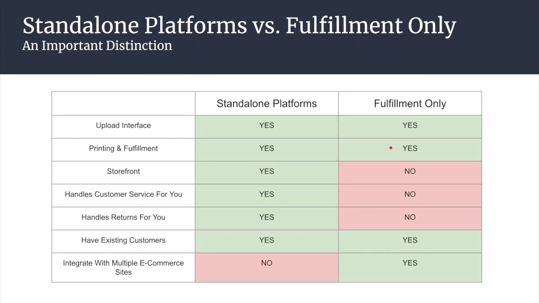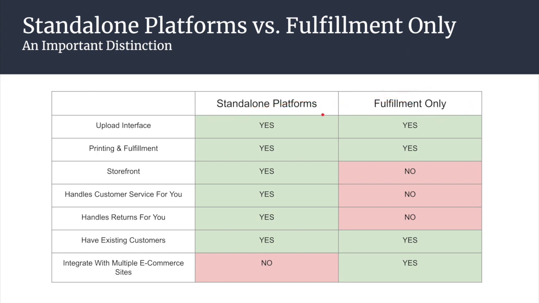All right, now one very important distinction I want to make. Not a lot of people talk about this when they're introducing this business model, but I think it's important because it is important to help you guys decide where you want to create your first print-on-demand business. So the important distinction is there's two different types of platforms. We have standalone platforms and then fulfillment-only platforms.